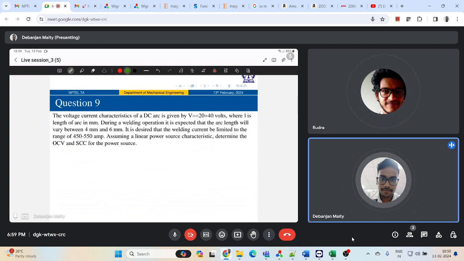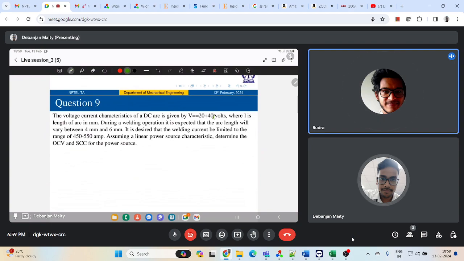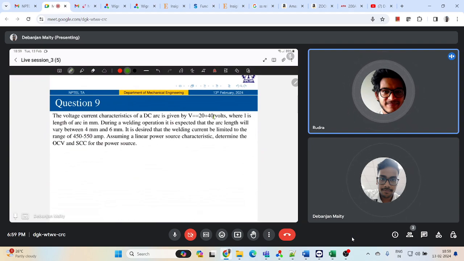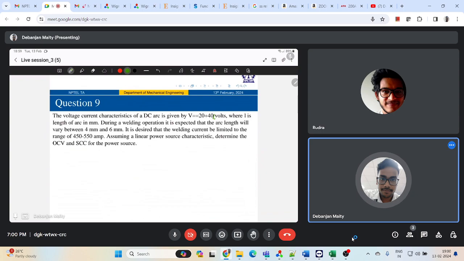Here my question says the voltage-current characteristic again follows a linear relationship of load: 20 plus 40 L, where L is the length of the arc. It is expected that the arc length will vary between 4 mm and 6 mm, so you have a minimum limit and a maximum limit. Again, it is desired that the welding current will be limited to 450 to 550. For current also, you have a minimum limit and a maximum limit.